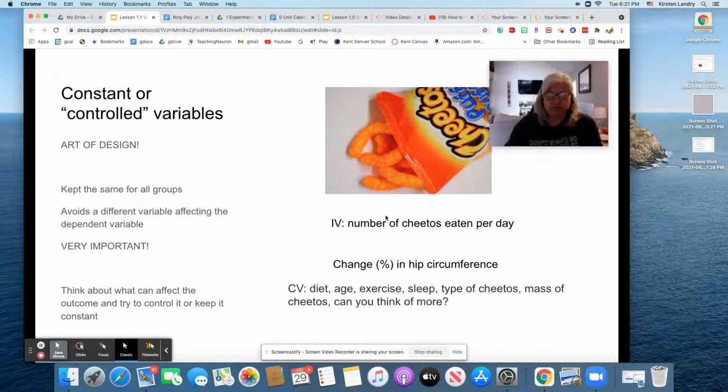So now let's think about what we can keep constant. So I'm going to want to keep what they eat outside of the Cheetos, right? So their diet, possibly their age, how much exercise they get, because that could certainly affect hip circumference, how much sleep they get, the type of Cheetos, so crunchy versus puffy, the mass of Cheetos, because each Cheeto might be different. I want you to really think about some more and in your journal write down some ideas that you might have for some controlled variables for this experiment.